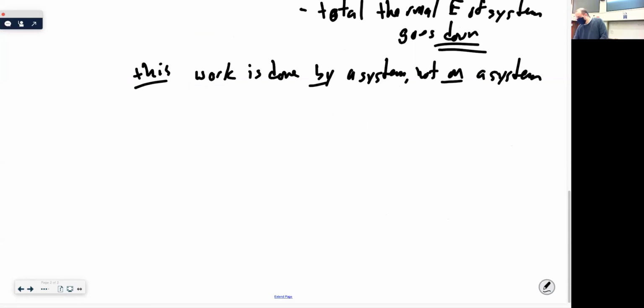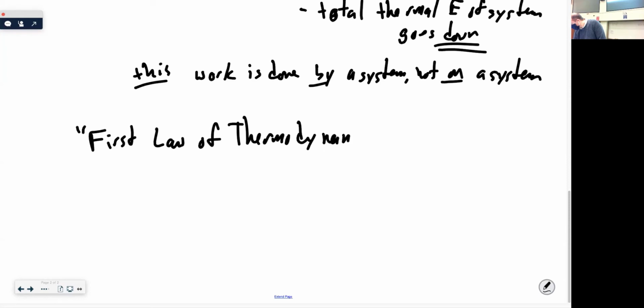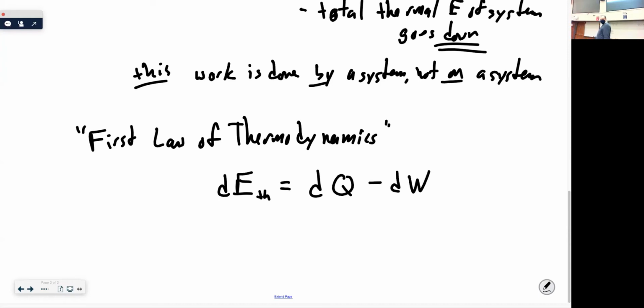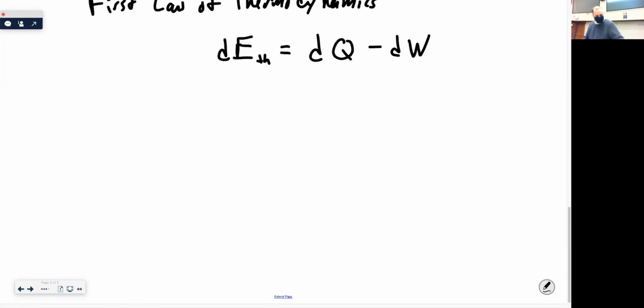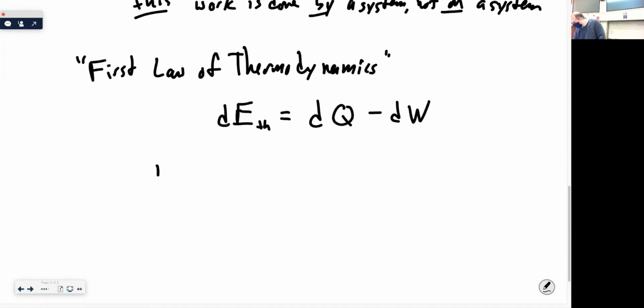Okay, we've already seen the 0th law of thermodynamics. This leads straight to the first law of thermodynamics. And that is that dE, thermal energy, I'll use subscript TH, the change in energy is equal to Q minus W. Let's define these terms real quick.